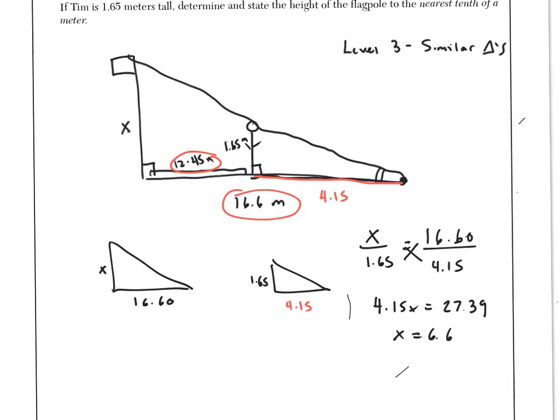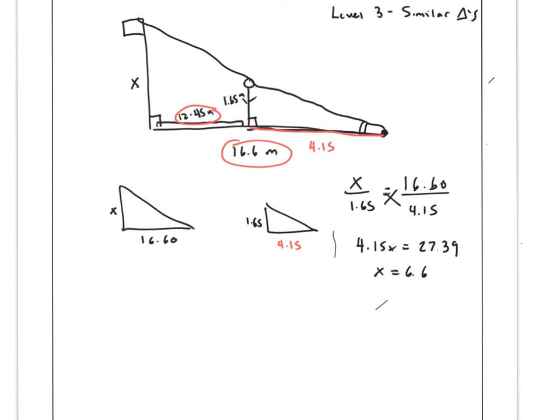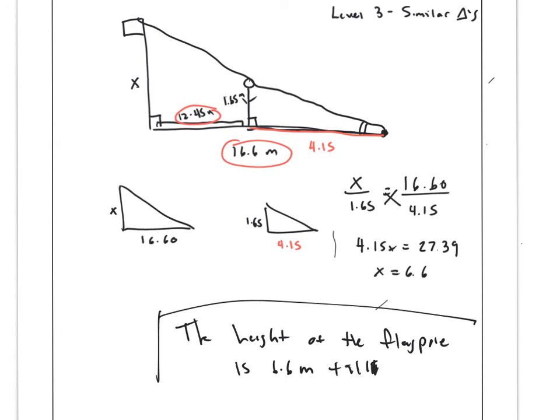Now, we're going to actually answer this question correctly. So the height of the flagpole is 6.6 meters tall. Notice the units are there, and that is our answer.